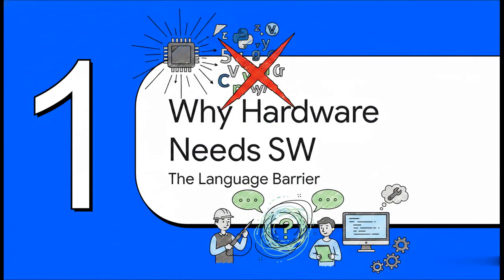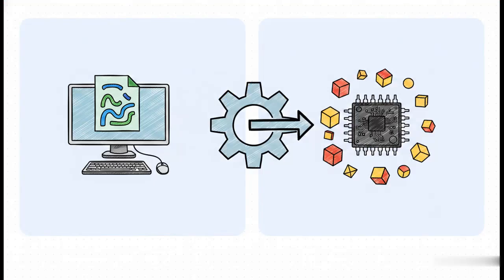Section 1. Why hardware needs software. To kick things off, we've got to talk about the biggest hurdle every embedded engineer faces right out of the gate: the language barrier. When you sit down at your computer, you're typing away in C or assembly. It's structured, sure, but it's basically human-readable, English-like text. The microchip, though, lives in a totally different universe. It's a raw piece of silicon that only understands machine-readable binary, just pure ones and zeros.